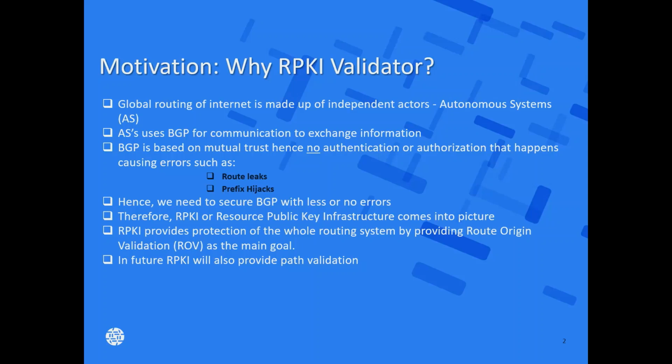So there is a need for us to secure BGP, so that we can have little or no errors. RPKI, or Resource Public Key Infrastructure, comes into place to provide this security. It provides protection of the whole routing system by providing route origin validation, commonly known as ROV, as the main goal. In the future, we expect RPKI to also provide path validation.